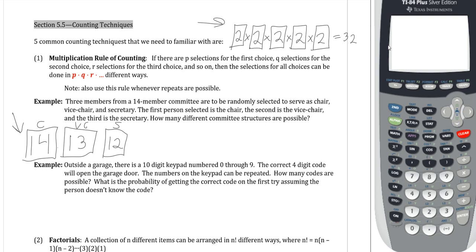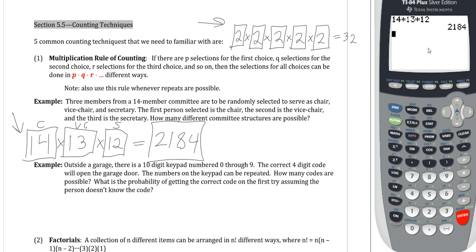Therefore, in order to find how many ways I could have a committee structure, I simply multiply these together. I get 14 times 13 times 12, and I end up with 2,184 different possibilities for just selecting 3 people out of a group of 14. That is a lot, and that's kind of astounding, honestly. You do not want to list all the different possibilities.